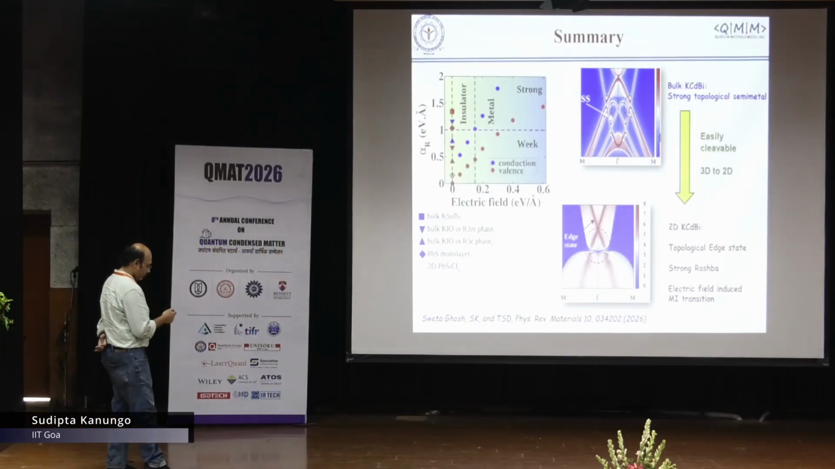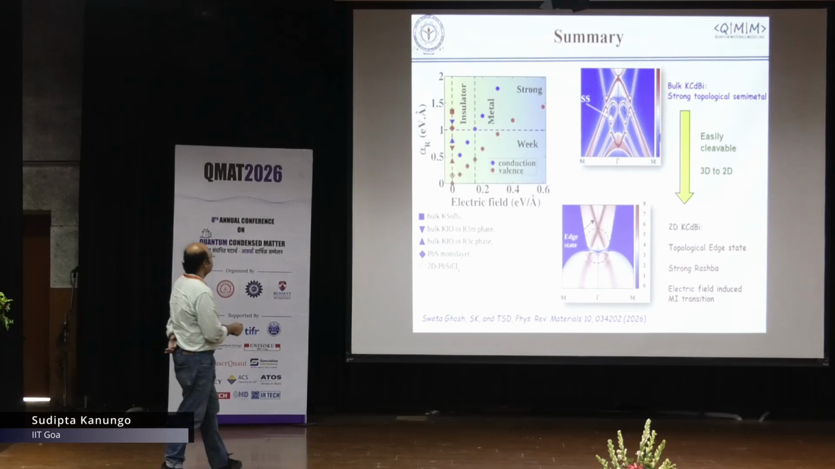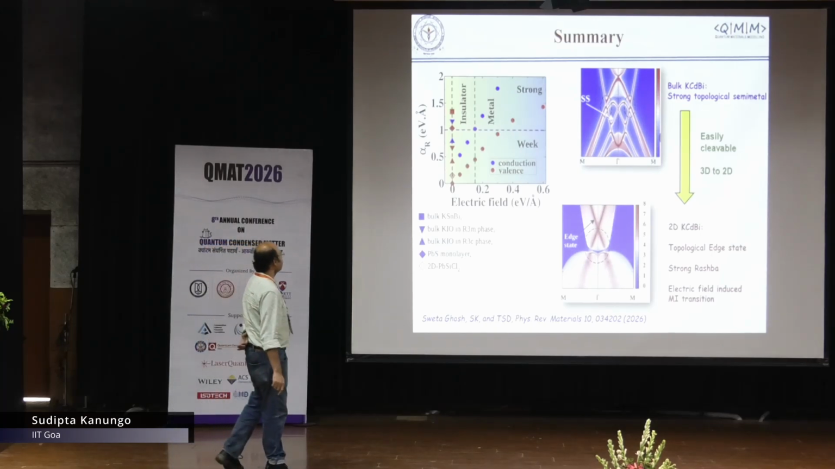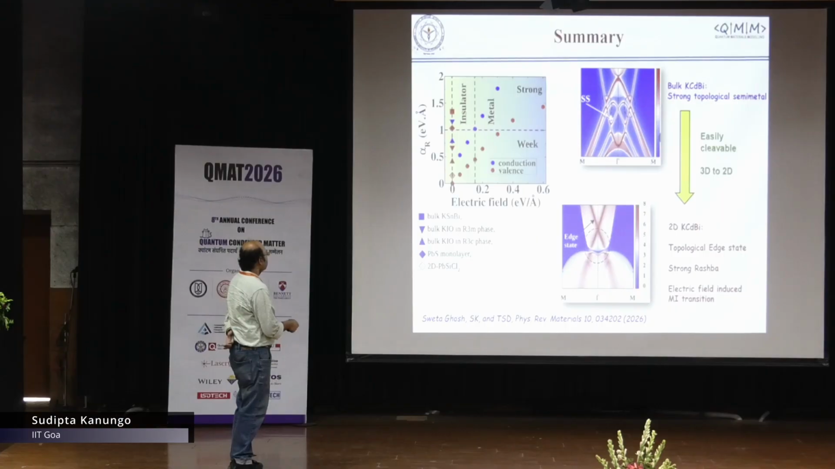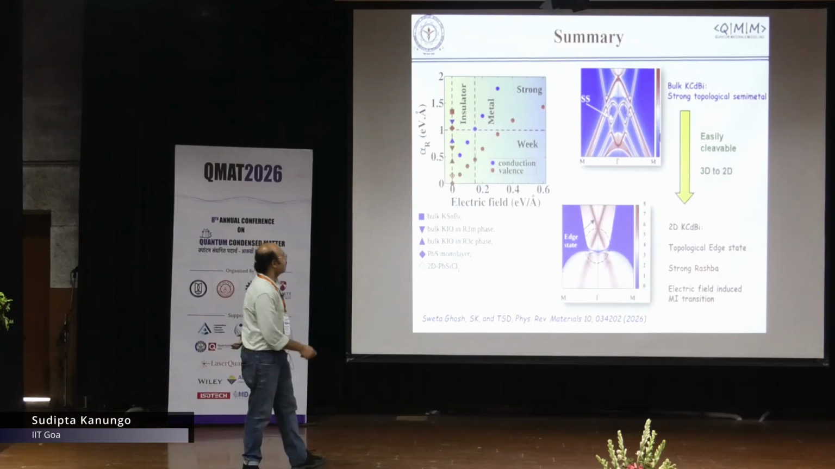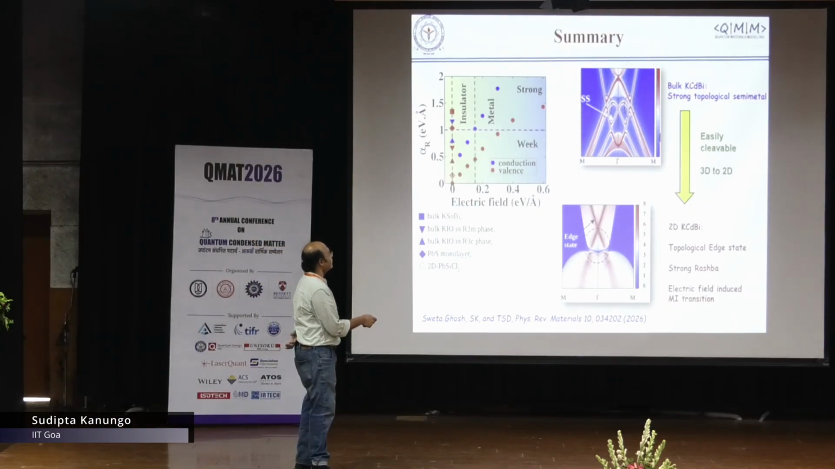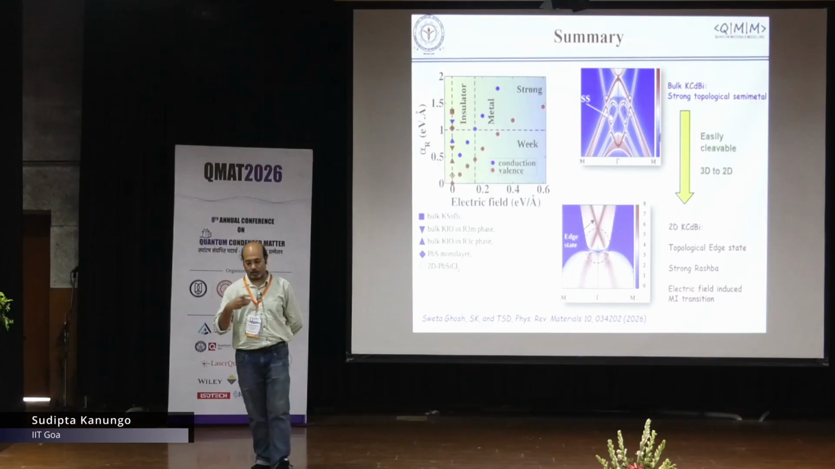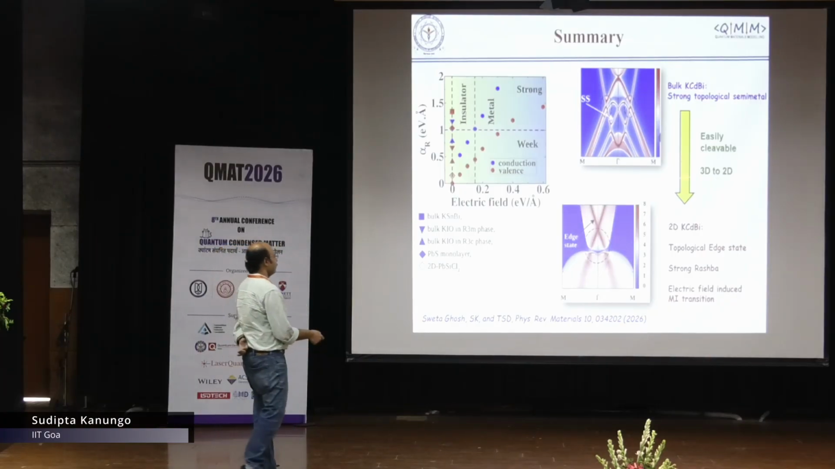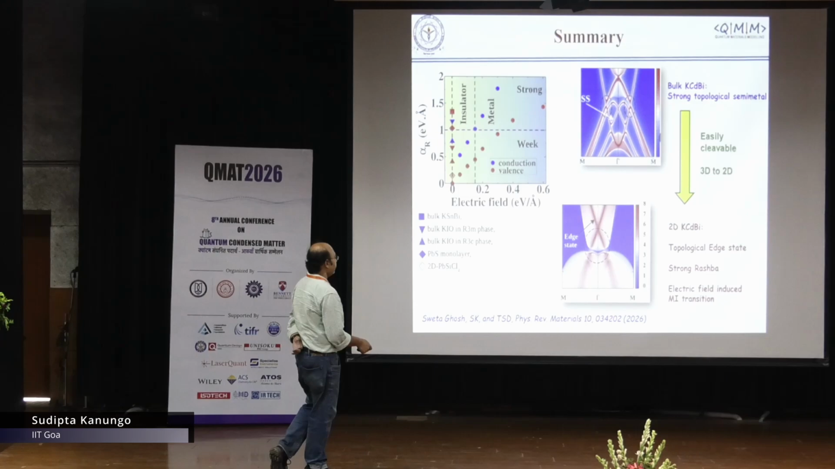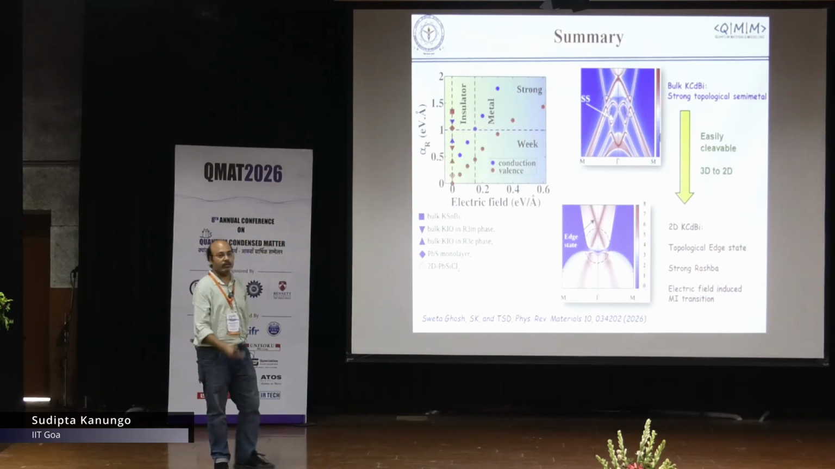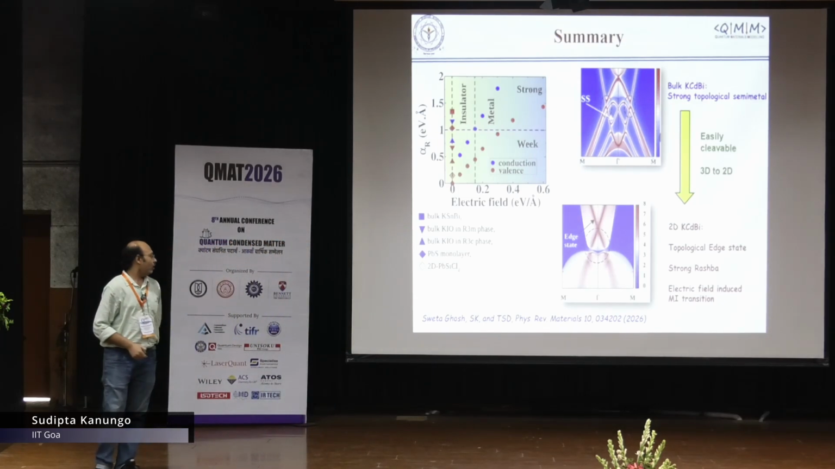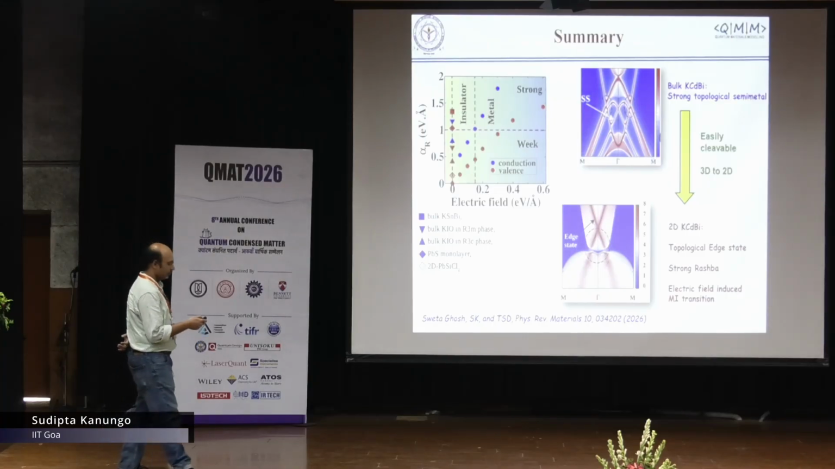So if we make a phase diagram of the Rashba coefficient as a function of the electric field, we can find that at a small electric field we have an insulating state. At a large electric field, it is a metallic state, and also we can go from a weak Rashba to a strong Rashba. And from the bulk KCdBi, if we go to the confinement to the 2D version of it, then we can get a topological state and strong Rashba in the 2D layered version of the KCdBi. Okay, so this is the summary of this part.